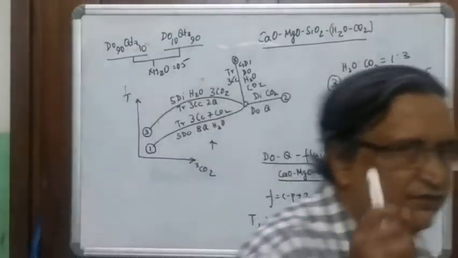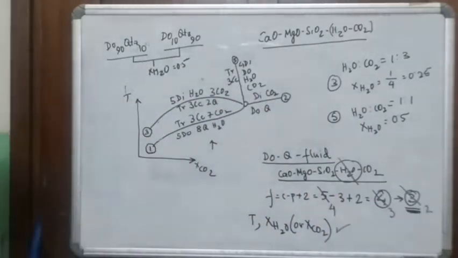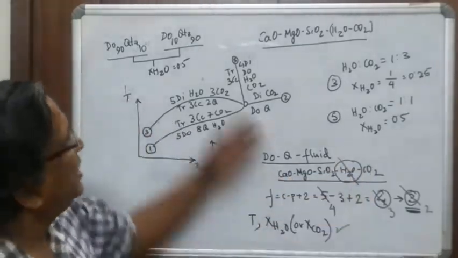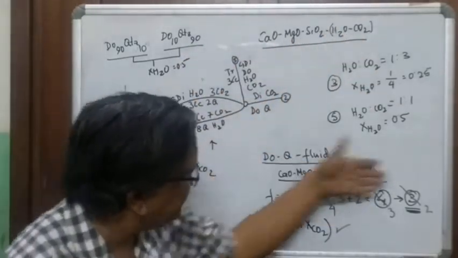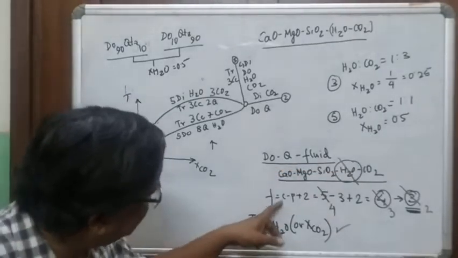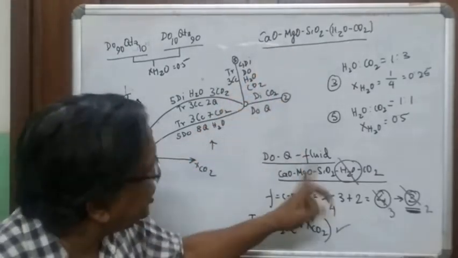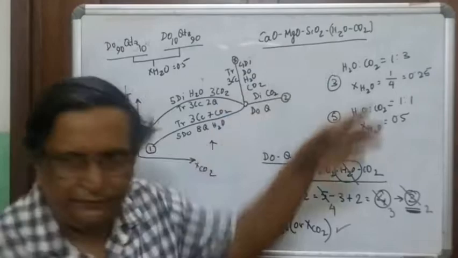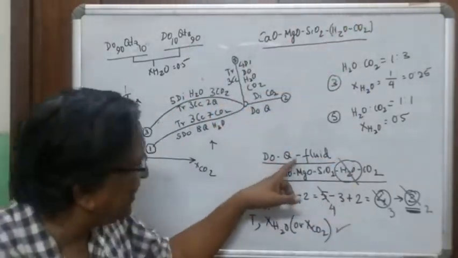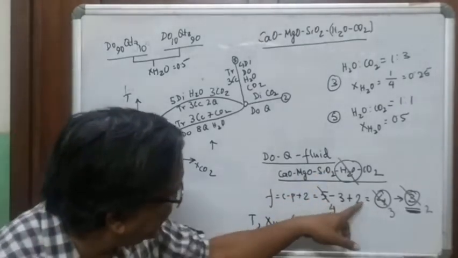You have to be very, very careful with metamorphic variance. First, if I take all this, it's a CaO-MgO-SiO2-H2O-CO2 system. Right, let's do it. F is C minus P plus 2, and initially I took C as 5: 1, 2, 3, 4, 5. You will say, yes, I am right. Then 3 phases: dolomite, quartz, fluid. Of course, you took fluid as a phase. So 5 minus 3 plus 2 is 4.